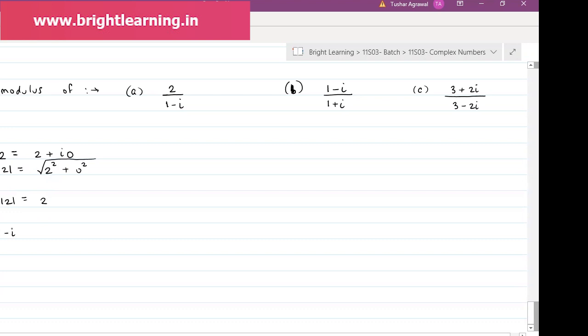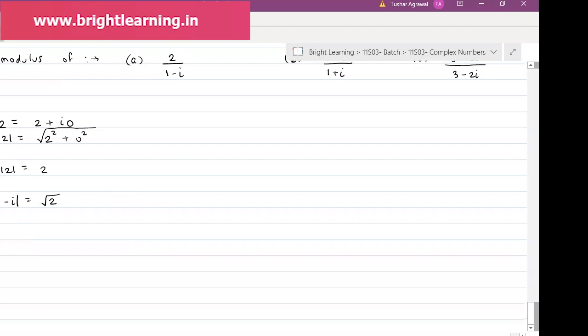Modulus of 1 minus i: can I write directly that modulus of 1 minus i is root 2? I think no doubt should come over here. So the first complex number is 2 upon 1 minus i. Its complete modulus will be the modulus of the numerator divided by the modulus of the denominator, which is 2 upon root 2. So the final answer is root 2.